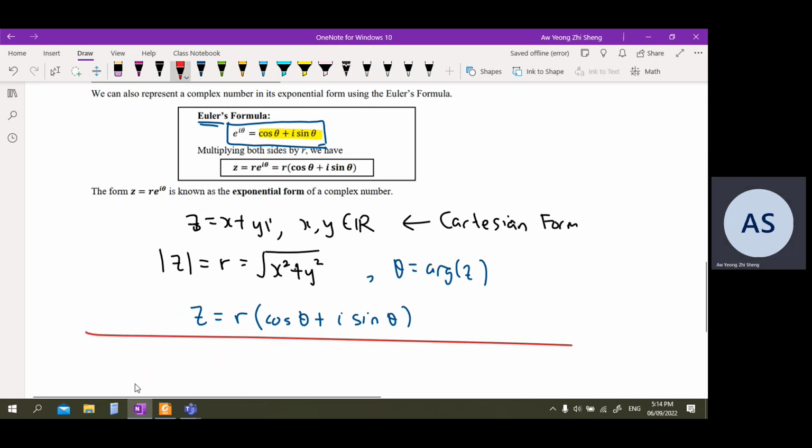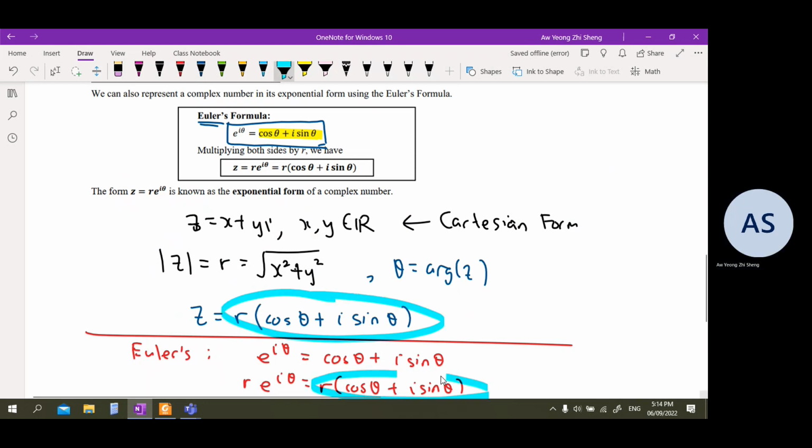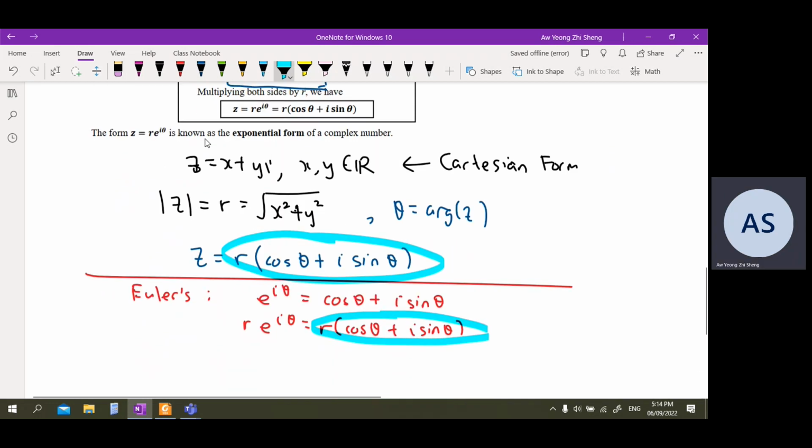So over here, we have learned Euler's formula, which says e to the power i theta is equal to cos theta plus i sin theta. If we multiply both sides by r, then I have r e to the power i theta is r bracket cos theta plus i sin theta. But this r bracket cos theta plus i sin theta is exactly the same as this thing. That means the right hand side of our red colored equation can be replaced by z. So notice that this z and this z is the same z.